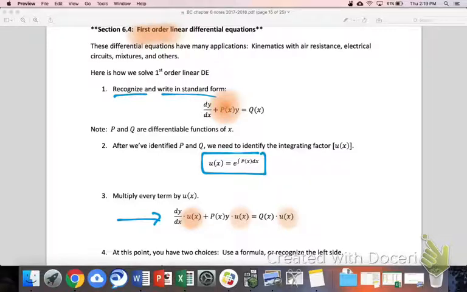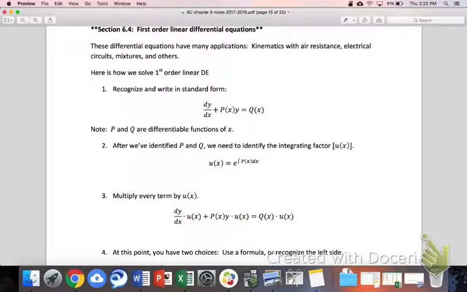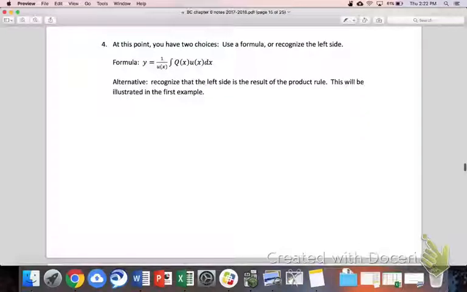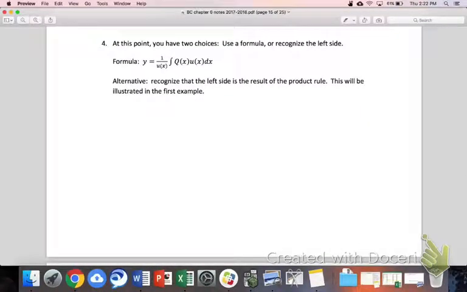Once you've done that, as I mentioned up here, you're going to have two choices. I know what I like to do, I know what pops out at me; you'll have to decide what pops out to you. You can either use a formula, or you can just recognize the left side. If you want to memorize the formula, be my guest. I've got no problem with that. It takes very little effort once you've memorized it. But I am very interested in you understanding a little bit about why the formula is what it is, so I'm going to show you the alternative method.